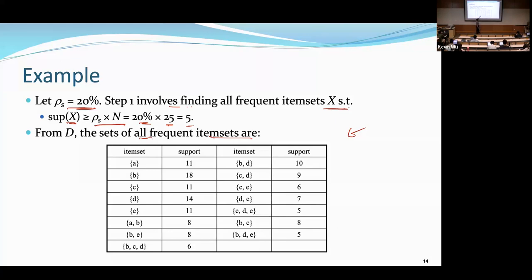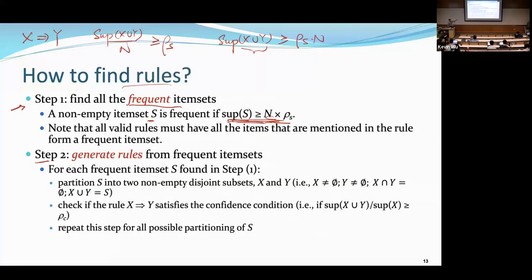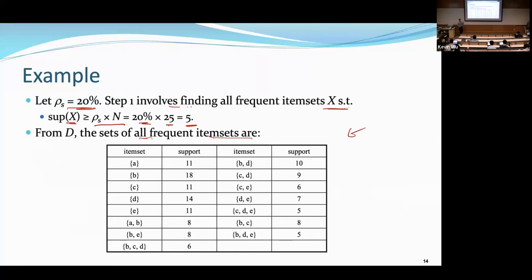Now, you notice that in our example here, our support counts threshold is 5. And you notice that all of these support counts are at least 5, so they are all frequent. Now, assuming that we have some way of compiling this table, the next step is step number 2 here, which is about generating the rules. So what do we do? We take a frequent item set, try to partition it into a left-hand side and a right-hand side, and then check the confidence condition.